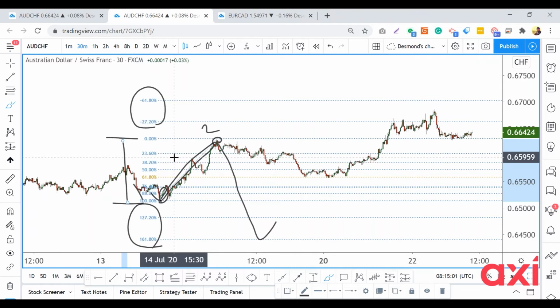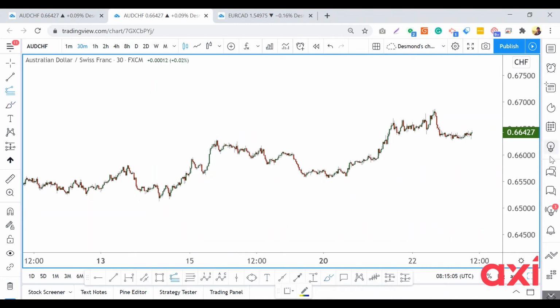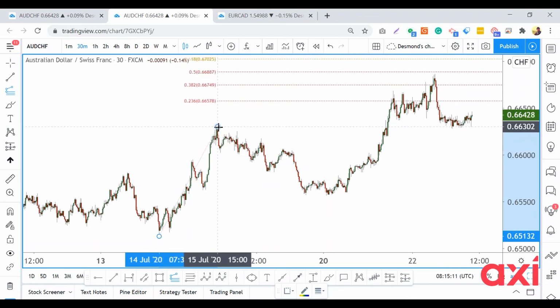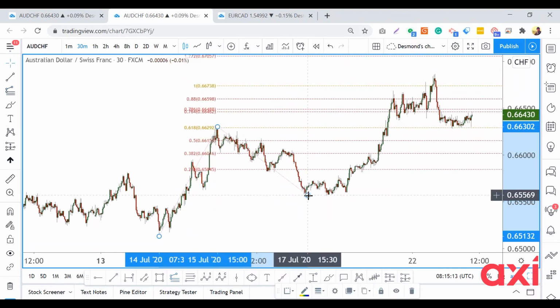A Fibonacci extension has 3 points, right? I'm going to show it to you here. You notice when I pick a Fibonacci extension, I'll pick 1 point here, I'll pick another point here, and I'll pick a third point. Now, what in the world is a Fibonacci extension in this case? A Fibonacci extension basically projects the distance, right?